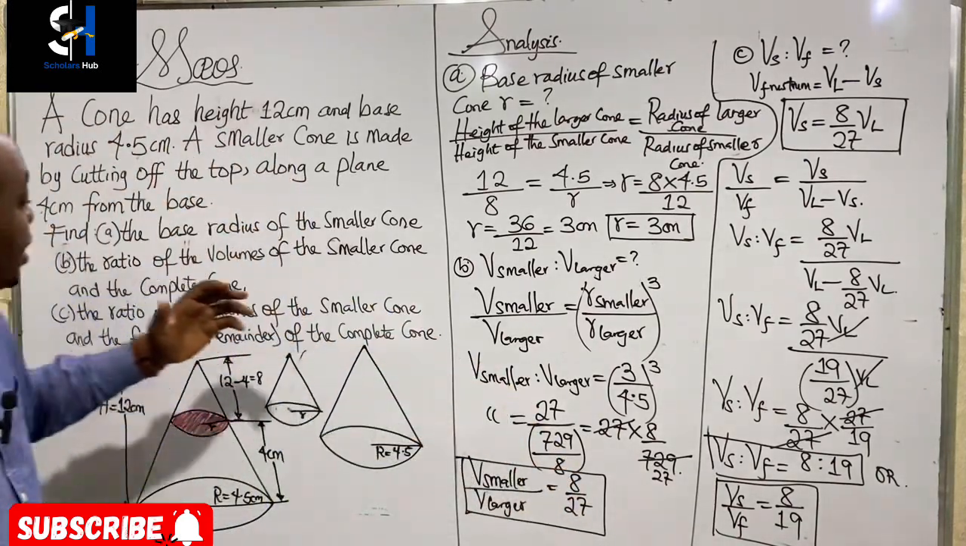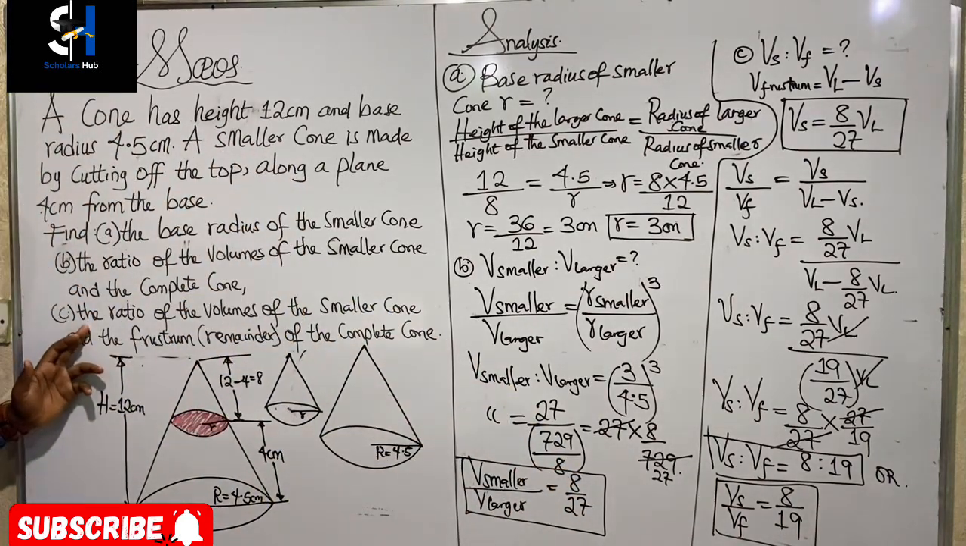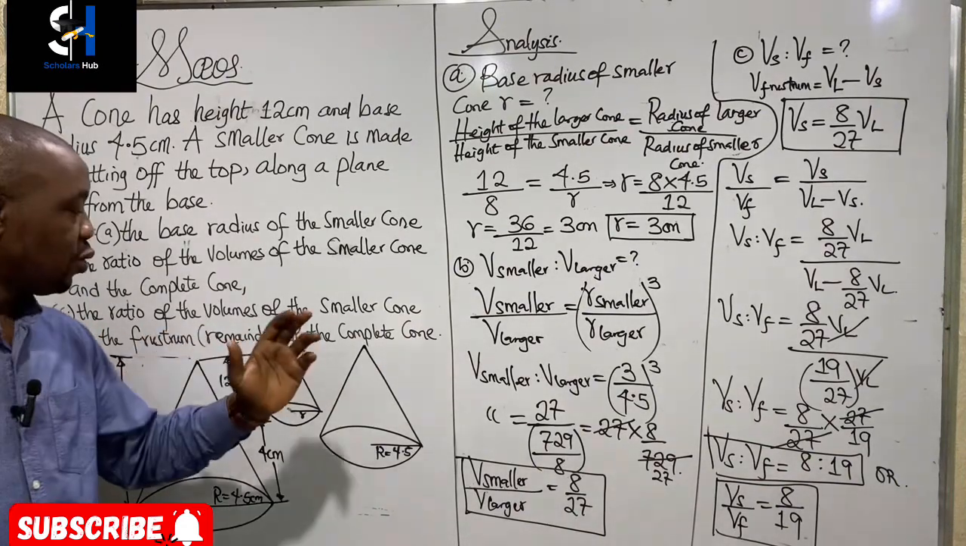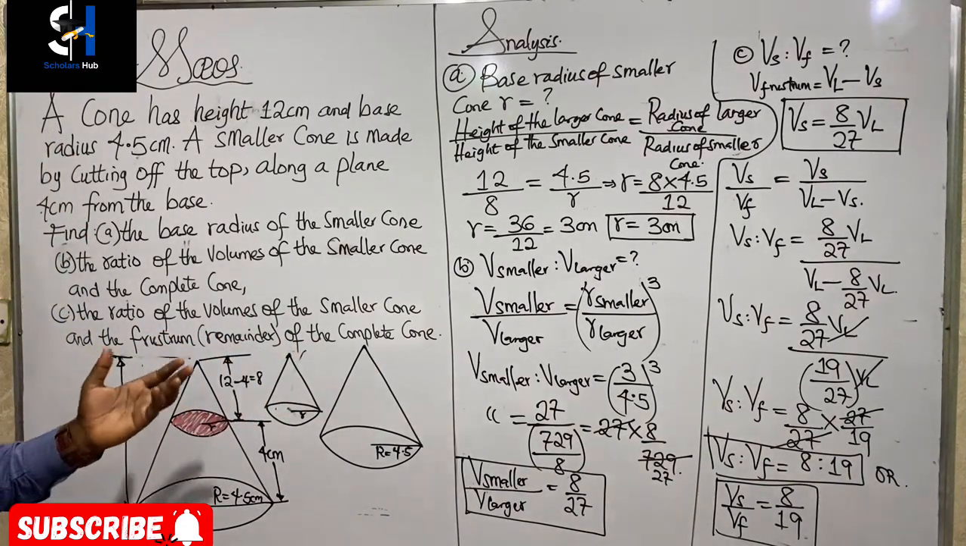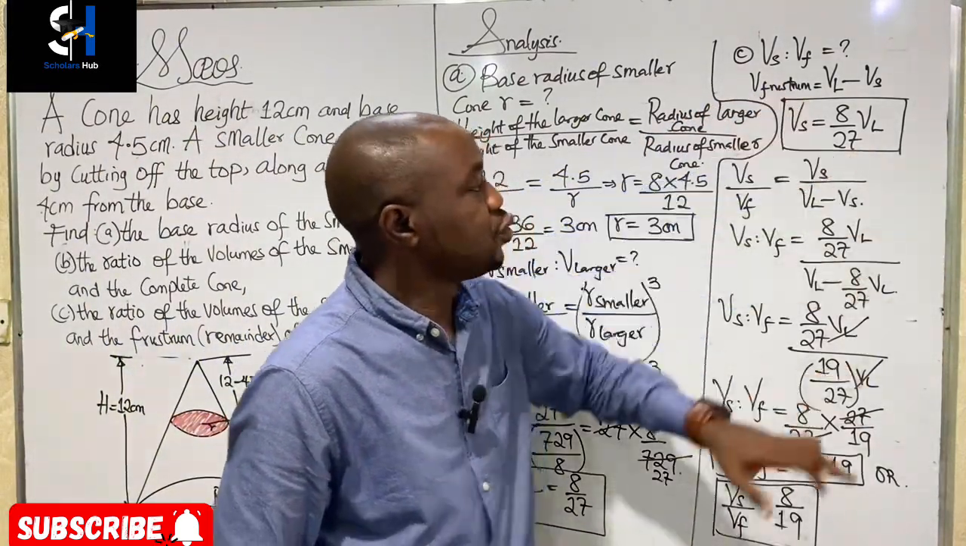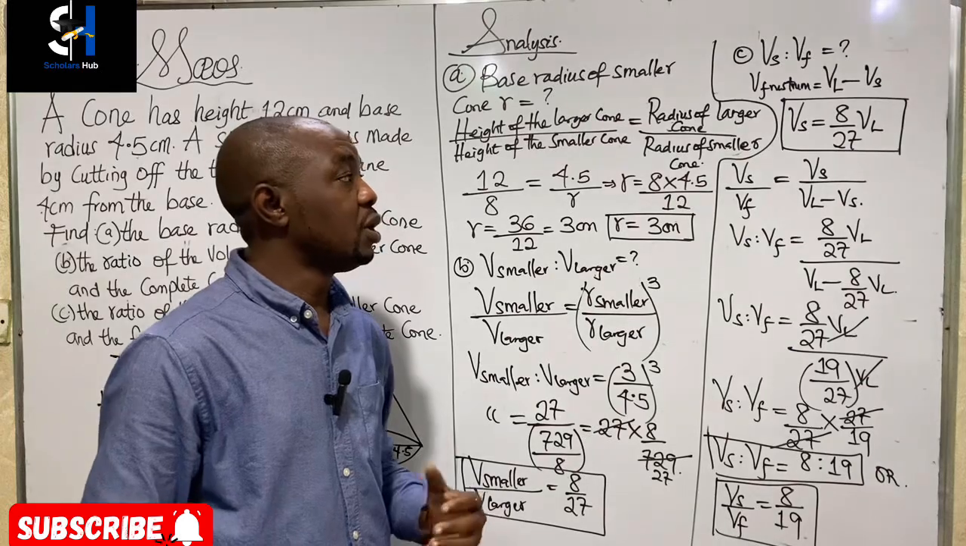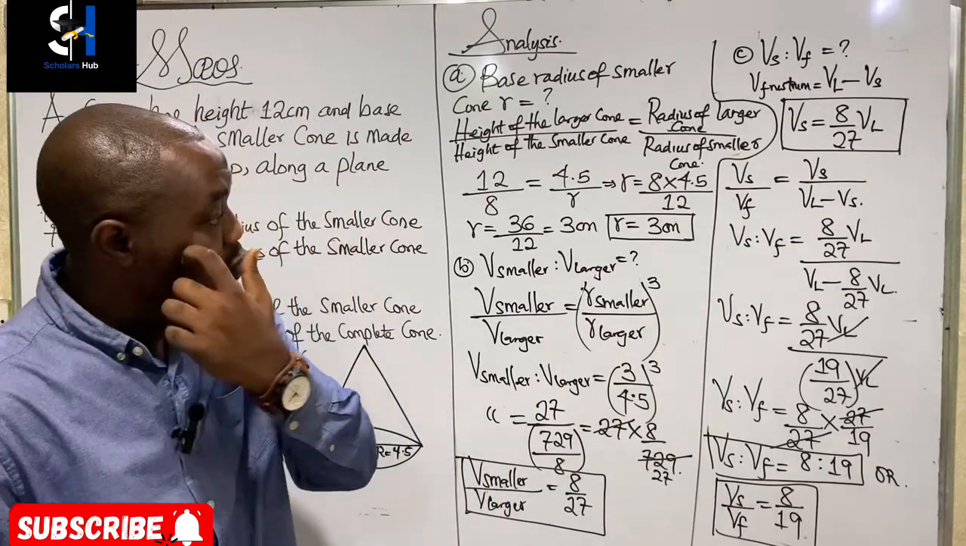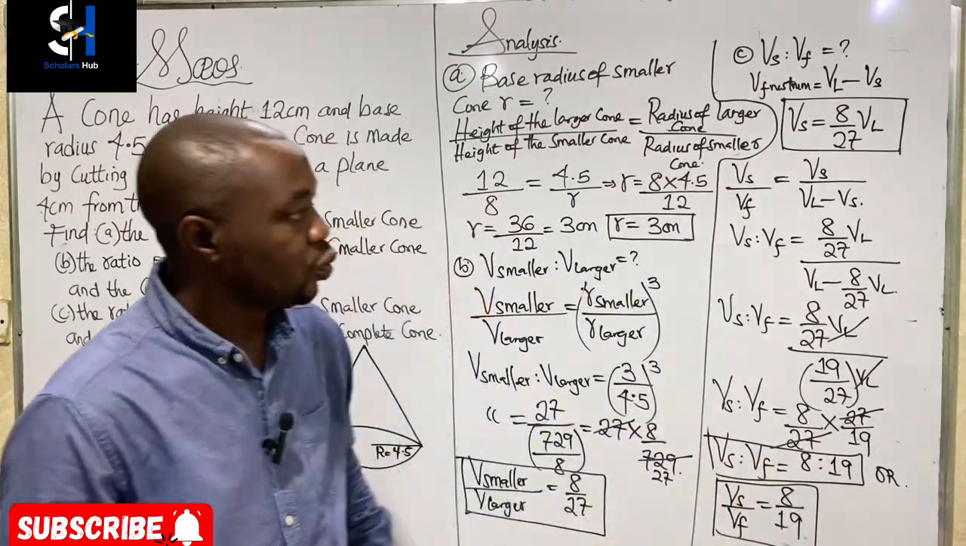Then the third question, question C, is to find the ratio of the volumes of the smaller cone and the frustum. We have that the volume of the frustum is the volume of the larger cone minus the volume of the smaller cone, and then we have this solution.